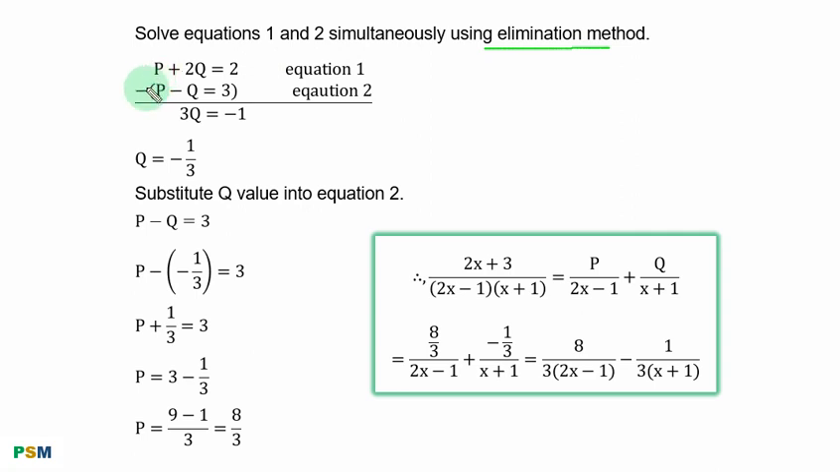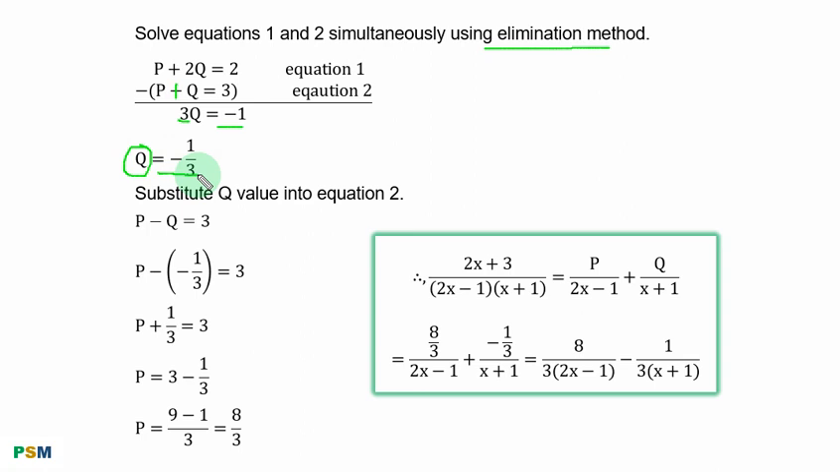So P minus P is equal to 0. This minus sign will turn here to be positive. So 2Q plus 1Q is 3Q. 2 minus 3 is minus 1. To get Q, divide both sides by 3, and Q is equal to minus 1 over 3.